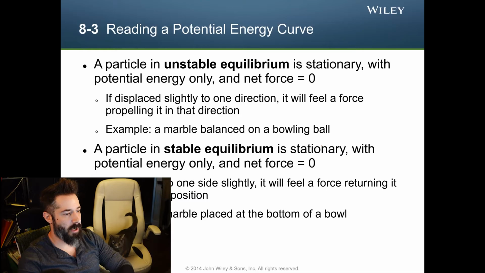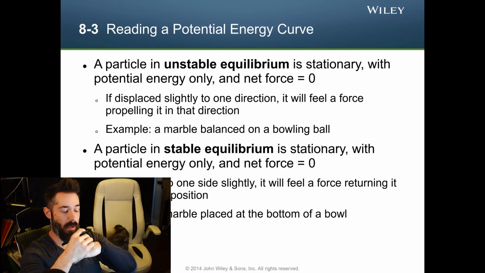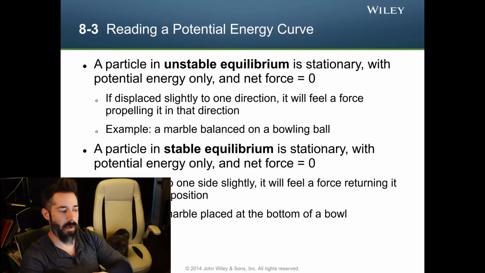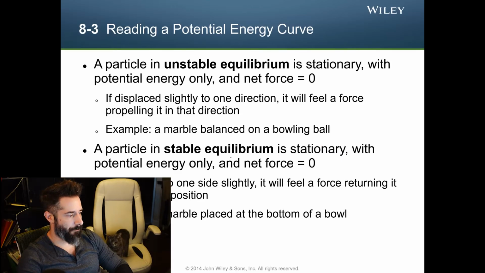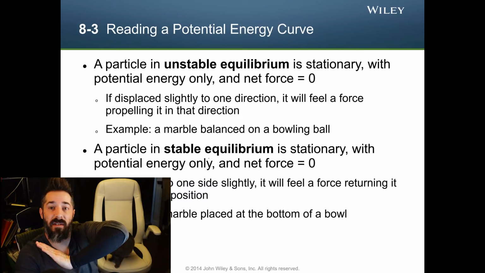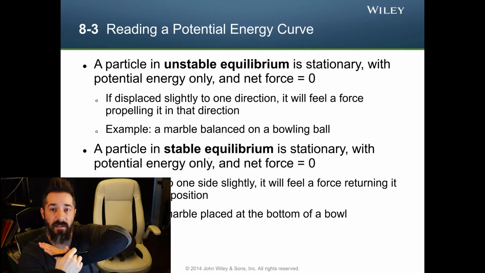Okay, so unstable equilibrium is what I just explained. That's when you're on like basically a hilltop and the ball is going to roll either way. And then stable equilibrium is basically the opposite when it's in like a valley. So it doesn't matter if you push it either way, it's going to go back to that exact same spot.